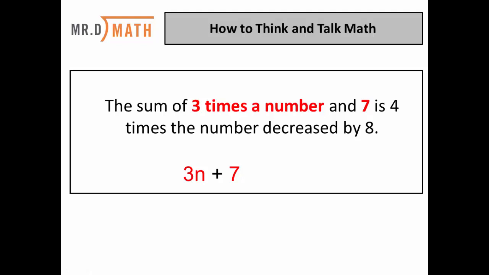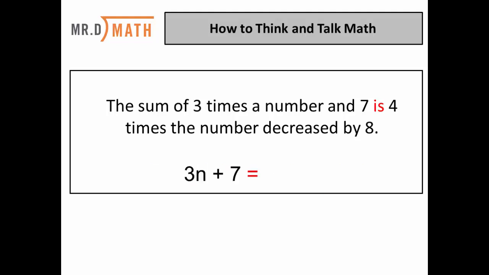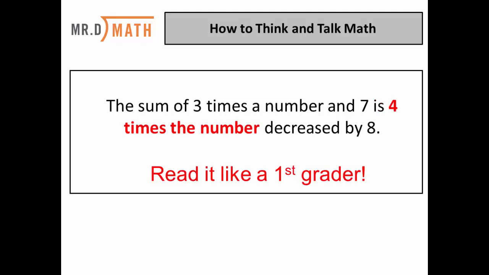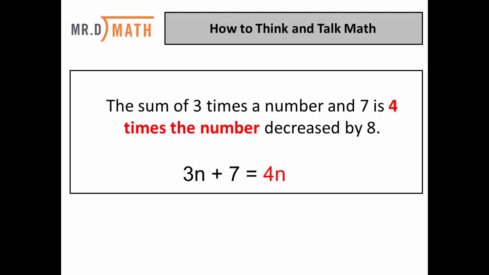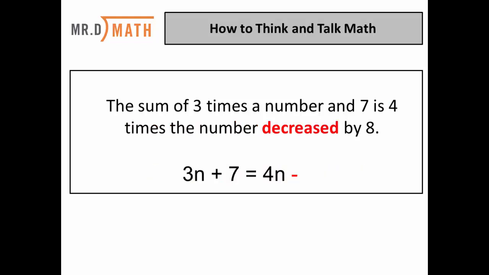Now, one of my favorite words in the math language is the word is, and I read it like a first grader. If I said to you 5 plus 5 is, you would say 10 because is an equal sign. So now I see I have 3n plus 7 equals what? Well, it equals 4 times the number. That's the next thing I see. 4 multiplied by the number. Well, that number is still the same n that I didn't know before. It's still n, so I write it as 4n, and then decreased, like a first grader would read it, decreased means to subtract. Subtract by what? Well, we're going to subtract by 8, and you can see now I have this equation, 3n plus 7 equals 4n minus 8.